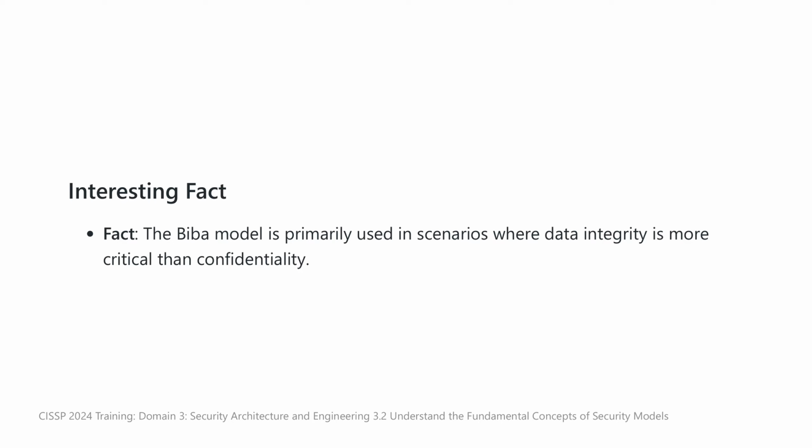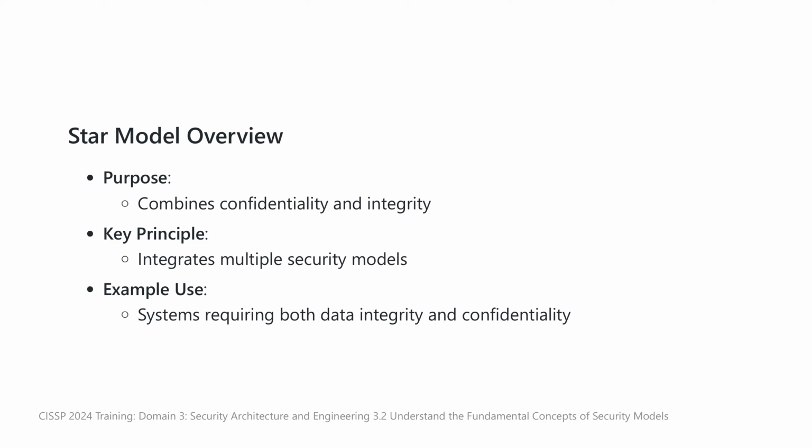Specifically, it highlights that the BIBA model is primarily used in scenarios where maintaining data integrity is more crucial than confidentiality. This makes it particularly valuable in environments where accurate and unaltered data are imperative, such as financial record keeping or industrial control systems. Understanding the key application contexts for the BIBA model assists in appreciating its strategic importance in security architecture and engineering.